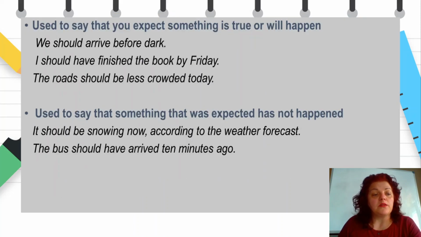Well, as we can see, we use should to say that you expect something which is true or will happen soon. We should arrive before dark. I should have finished the book by Friday. The roads should be less crowded today. We also use should to say that something was expected and it hasn't happened at all. It should be snowing now according to the weather forecast. The bus should have arrived 10 minutes ago.